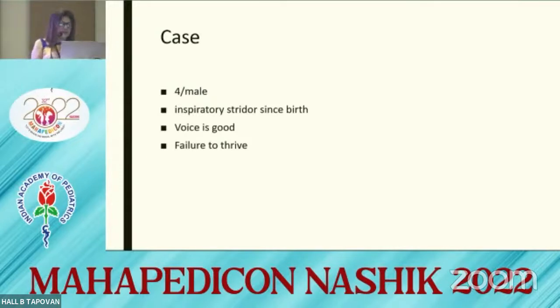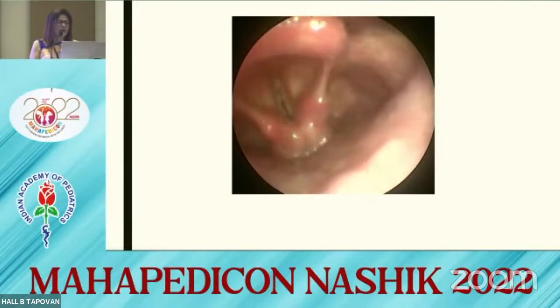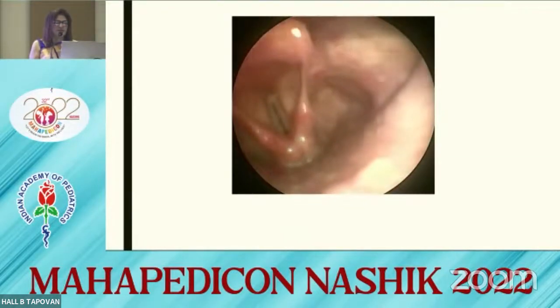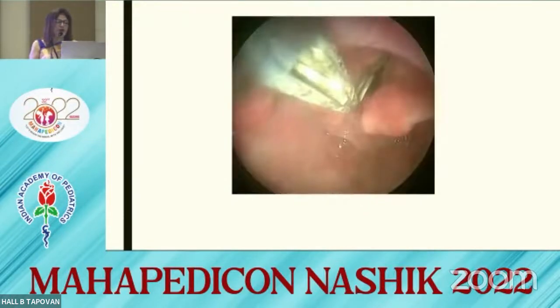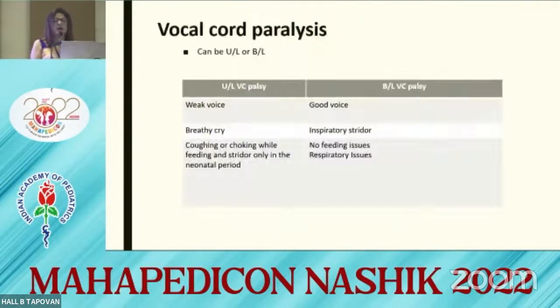And that is very important, and I'll tell you why. Okay. So his voice quality was good. He was failing to thrive. And this was his video. Okay. So look at the vocal cords now. Can you see that the vocal cords are barely moving, and both of them are not moving, right? Okay. So this was a case of a bilateral vocal cord palsy.